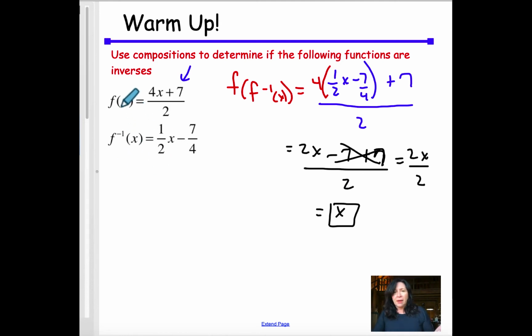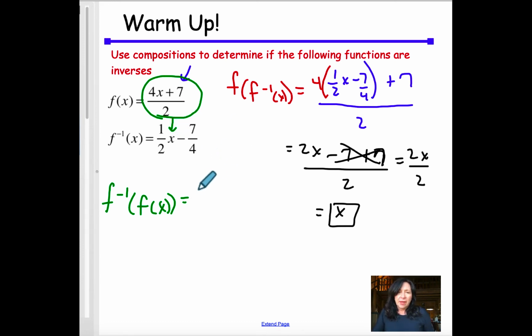Okay, so now we're going to do it the other way. So we're going to plug in f of x into f inverse of x. This is how you would write it, f inverse of f of x is equal to, and so now I'm plugging f of x, which is this here, into that little x there. So we get 1/2 times 4x plus 7 all over 2, and then lastly, we have minus 7/4. Okay, and we're going to keep these separate.